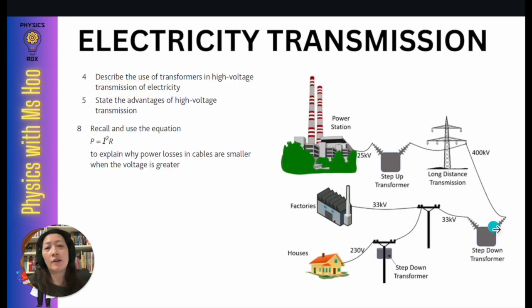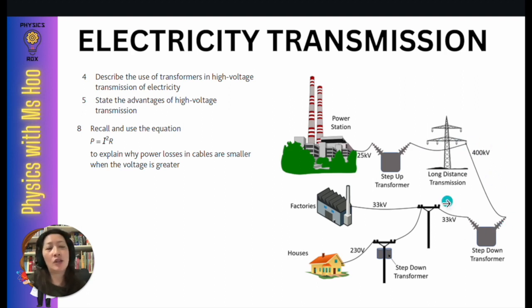Now you also need to know about electricity transmission for transformers, where you need to describe the use of transformers in high voltage transmission of electricity, as well as state the advantages of high voltage transmission. So what happens is when electricity is produced at a power station, whether it's hydroelectric or nuclear or coal powered, whatever, in order to transmit electricity to consumers, it has to go through a transmission grid. And when electricity is being transmitted, it has to be transmitted at high voltage. So that's why we need a step-up transformer to increase the voltage to a very high value. Typically, it's 400 kilovolts.